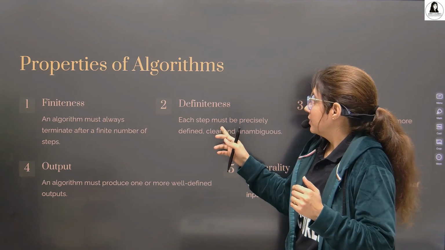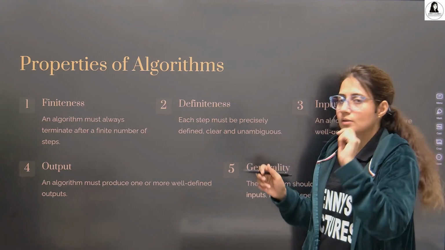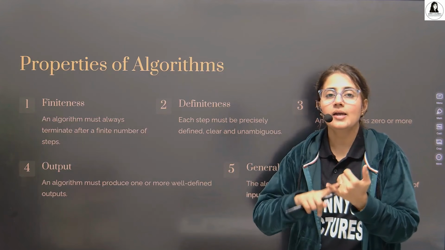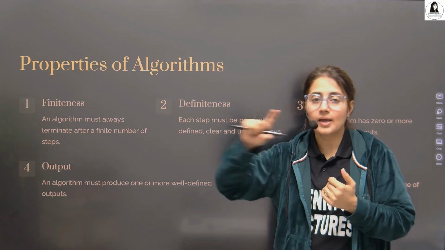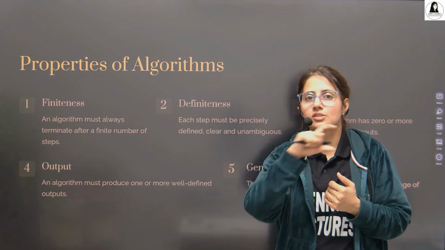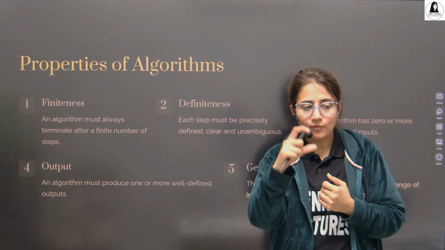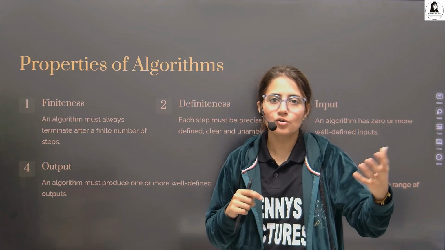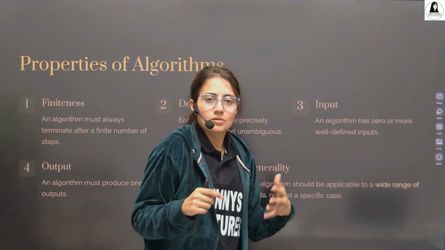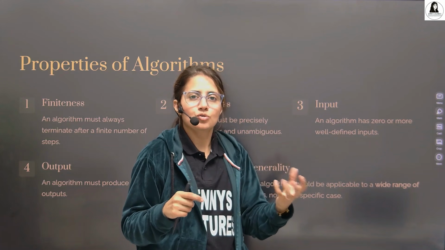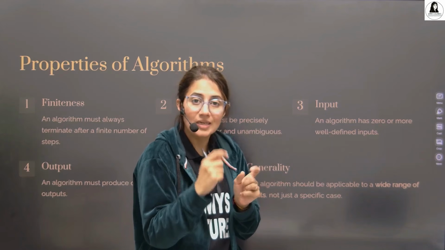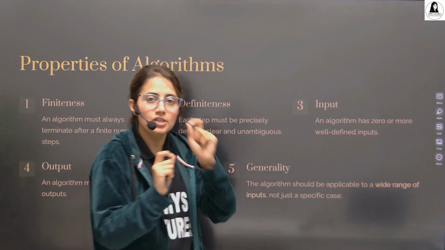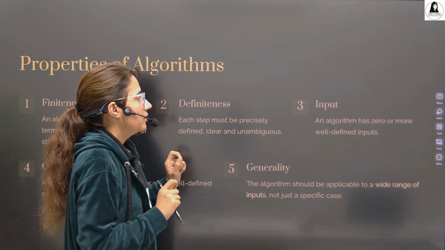Then each step must be clear and unambiguous. It should not be ambiguous. It should be clear. For each step, you have to clearly mention what to do, because a computer cannot understand; it doesn't have its own brain. So you have to clearly mention, do this thing, and it will do that thing only. So in an algorithm, each step should be clear.